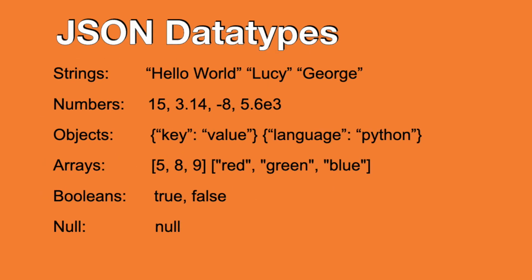There are several types of data in JSON. Strings are text values, such as "hello world", "Lucy", and "George". Numbers can be integers, decimals, or scientific notation, for example, 15, 3.14, -8, and 5.63. Objects are collections of key value pairs, like "language": "Python". Arrays are ordered lists of values, which can include numbers or strings, such as 5, 8, 9, or "red", "green", "blue". Booleans represent true or false values, and null represents an empty or missing value. JSON's flexibility in handling all these types makes it ideal for exchanging and storing structured data.